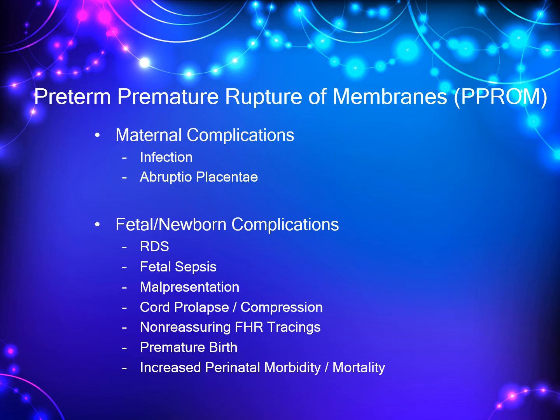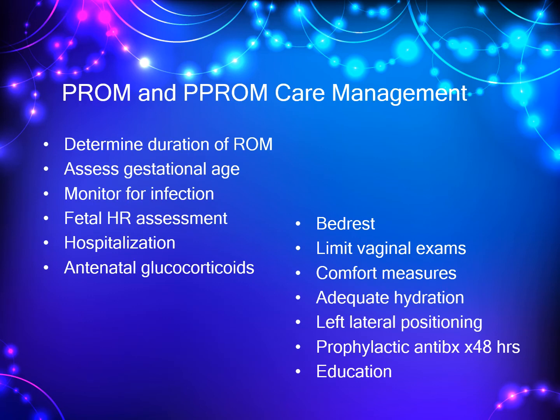Your fetal newborn complications: risk of respiratory distress syndrome, fetal sepsis, malpresentation, umbilical cord prolapse or compression, non-reassuring fetal heart rate tracings, premature birth, and increased perinatal morbidity and mortality. Nursing care for PROM and PPROM.